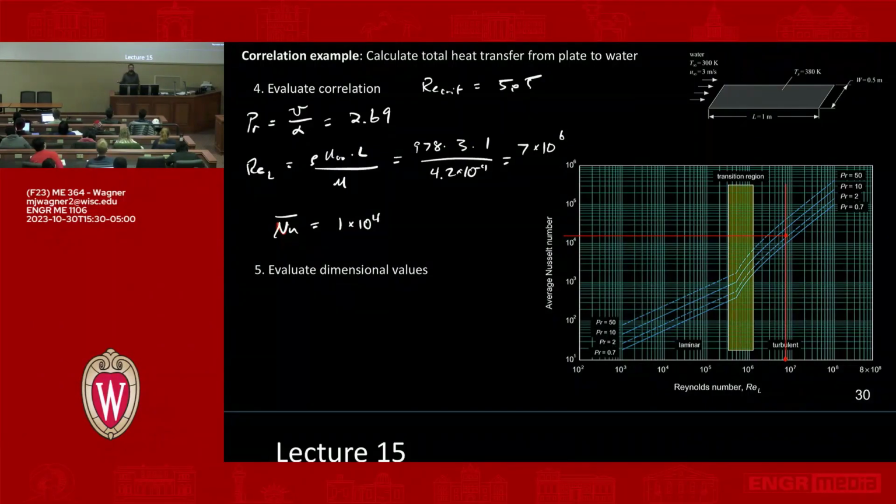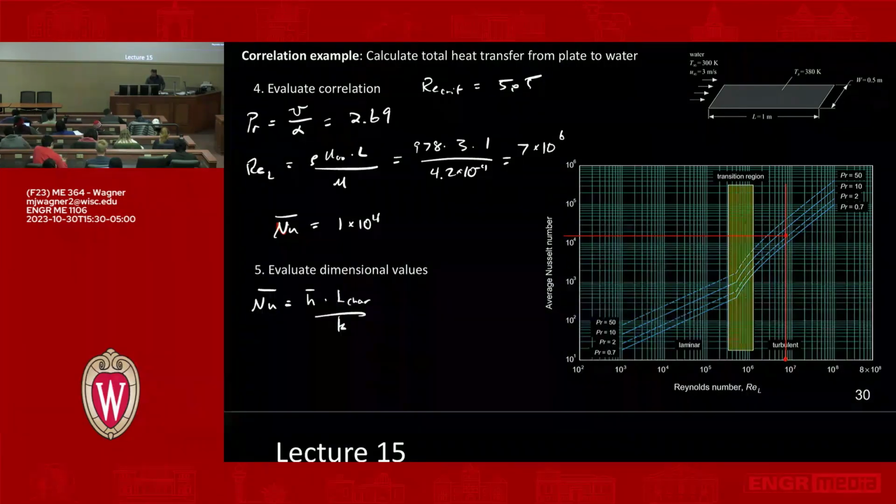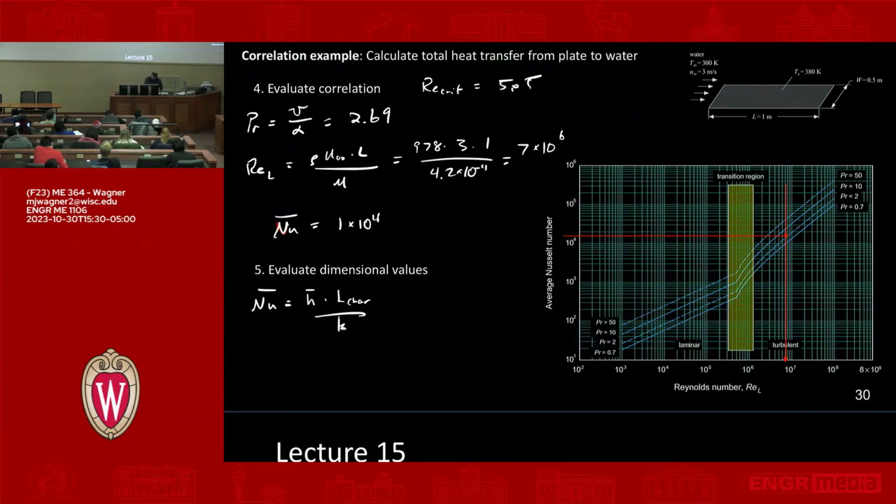But the average Nusselt number is interesting, but it doesn't really answer the question, which is how much heat transfer is between the plate and the fluid. So now we need to take this and go back to our dimensional values. There's always this relationship between heat transfer coefficient and Nusselt number: the average Nusselt number is equal to the average heat transfer coefficient times the characteristic length over the fluid's conductivity. We already decided that the characteristic length for this problem is the length of the plate, so L characteristic here is just L.